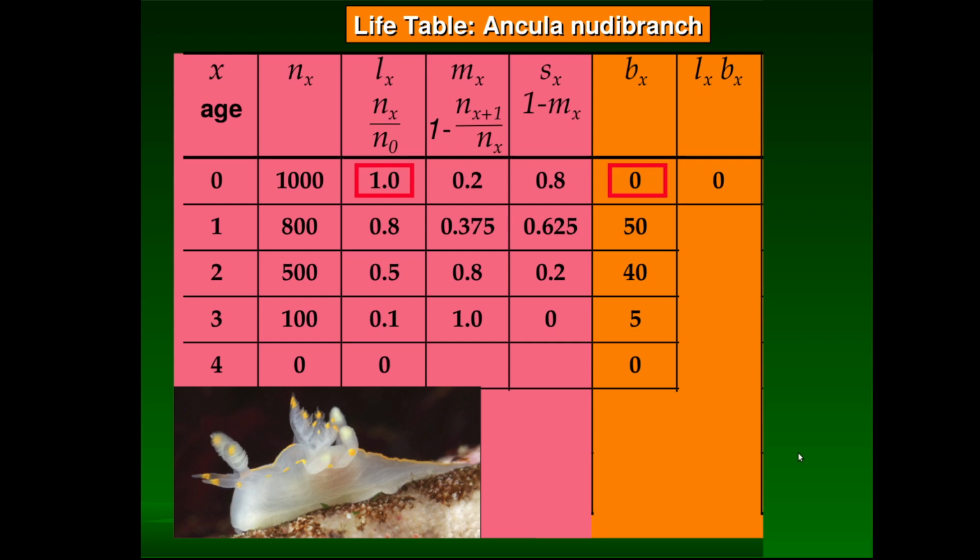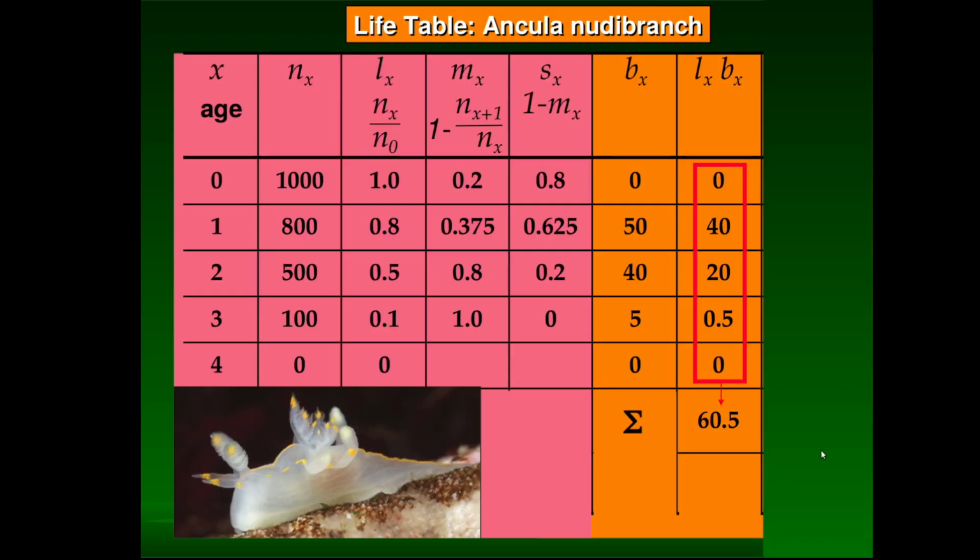Okay, and then we can calculate this from the life table just by multiplying the survivorship column by the fecundity column. There we go. Then we add them all up and we get the same number, 60.5. This number is also called the net reproductive rate of an individual and is symbolized by R0.